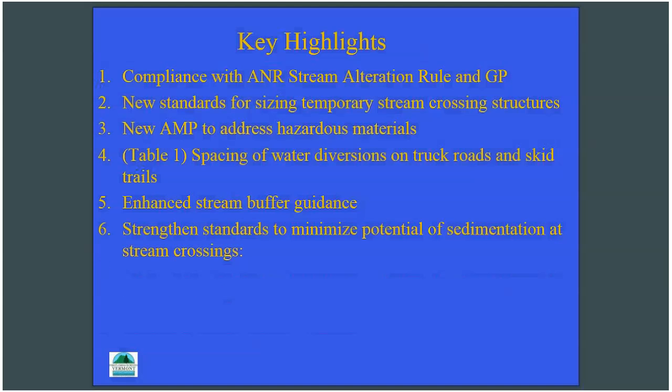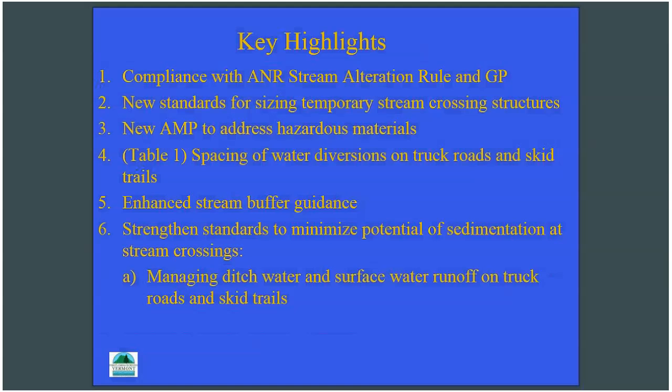We've also strengthened the standards to minimize potential of sedimentation at stream crossings. The AMPs in the Orange Book stated that road ditches shall not terminate directly into streams, but did not give clear direction of how to manage that ditch water so that it didn't pose a potential source for a discharge to occur. The revision states that ditches must be turned out into the buffer a minimum of 25 feet from the stream as measured from the top of the bank.